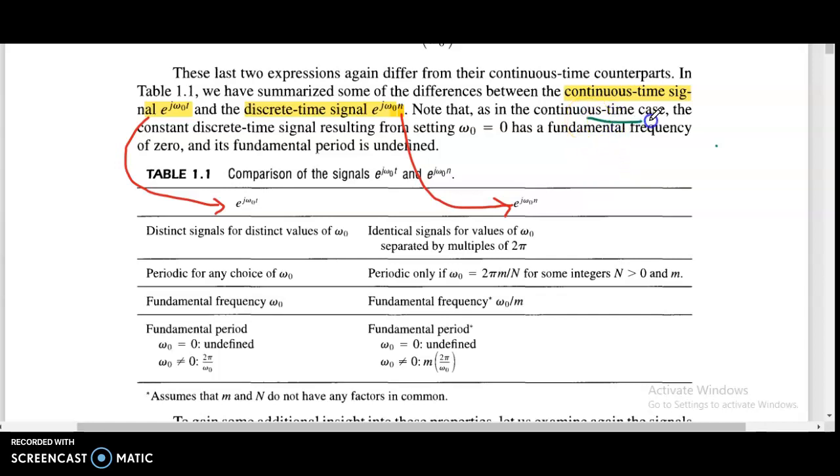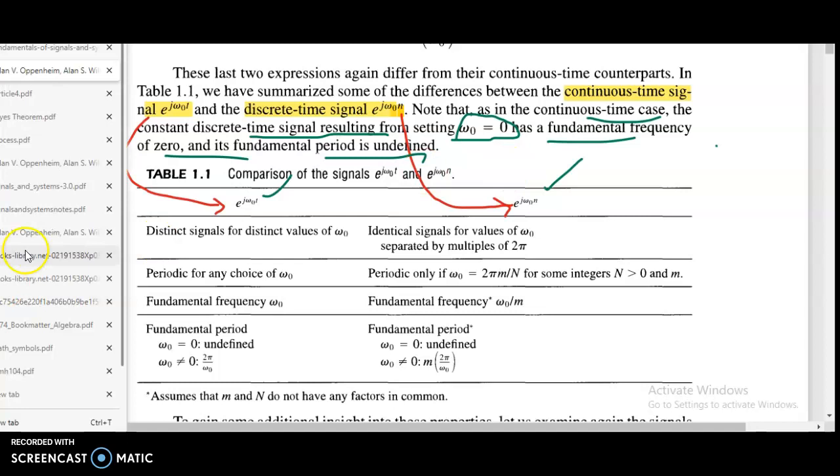In the continuous time case, the constant discrete time signal resulting from setting omega naught equal to 0 has a fundamental frequency of 0, and the fundamental period is also undefined. Okay, then a comparison of the continuous time signal e power j omega naught t and the discrete time signal e power j omega naught n.